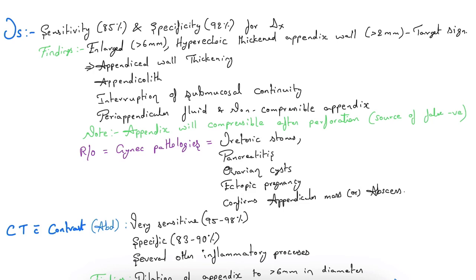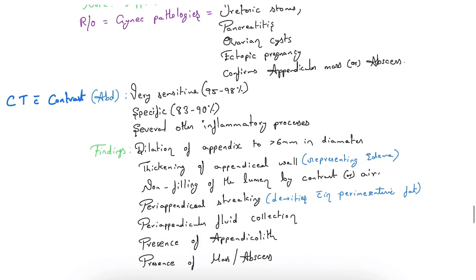Okay, and we can see the target sign. We are mostly focusing on the appendix and appendiceal wall thickening, appendicolith, interruption of submucosal continuity, periappendicular fluid and a non-compressible appendix. These are the things that help to diagnose appendicitis, and with ultrasound we can easily rule out gynecological pathologies like ureteric stones, pancreatitis, ovarian cyst, ectopic pregnancy, and for confirmation of appendicular mass and abscess we have to do ultrasound.